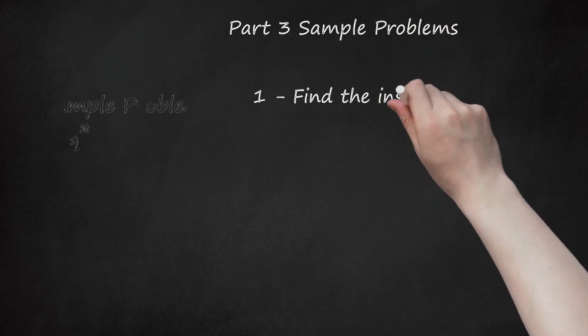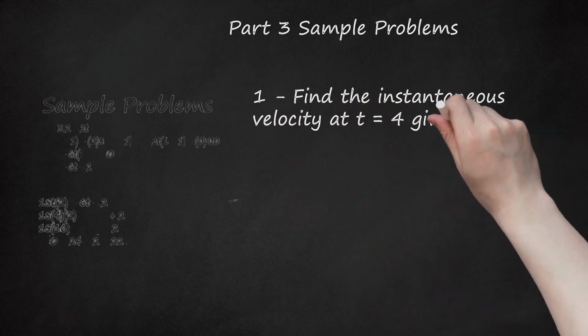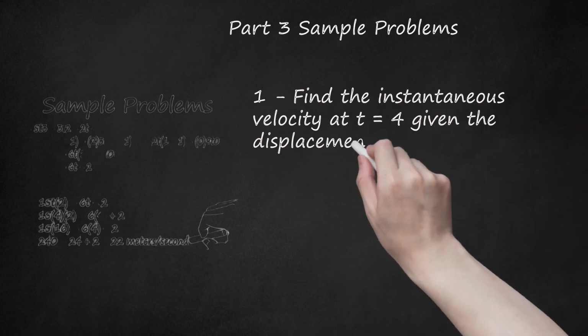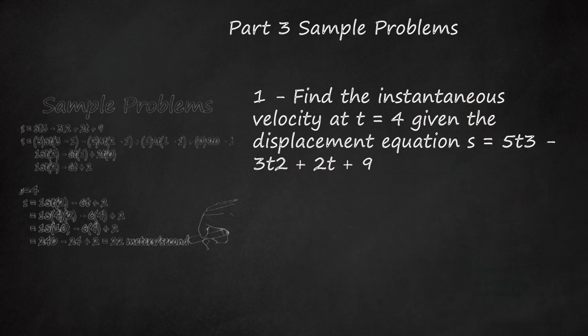Part 3: Sample Problems. 1. Find the instantaneous velocity at t equals 4 given the displacement equation s equals 5t^3 - 3t^2 + 2t + 9. This is just like our example in the first section, except that we're dealing with a cubic equation rather than a quadratic equation, so we can solve it in the same way.